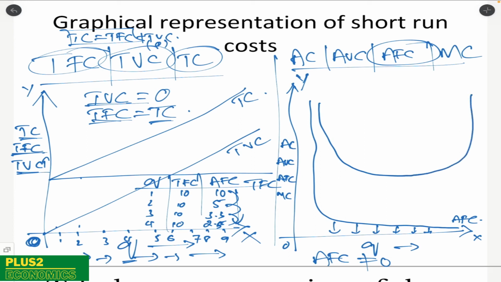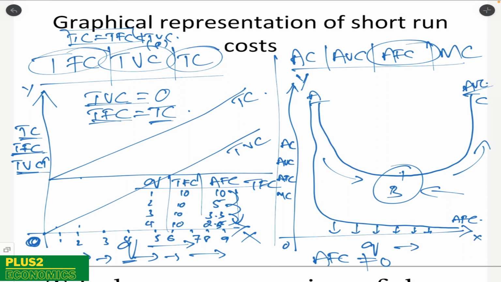Now the AVC curve decreases, reaches the minimum point, and after that it increases. This is the AVC curve. So the shape of the AVC curve is U-shaped, always remember. You can easily divide this into 3 parts. Call this point A, this point B, this point C. From A to B, AVC is decreasing. From B to C, AVC is increasing. B is the minimum of AVC.